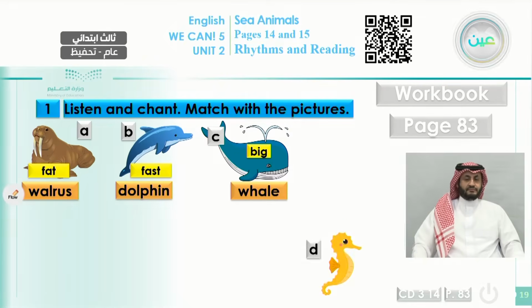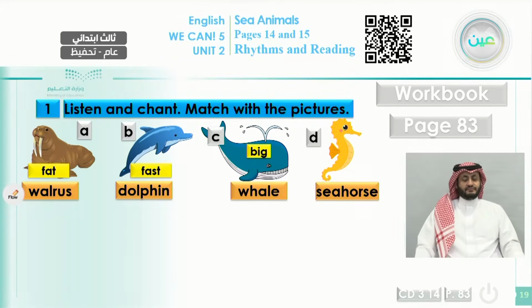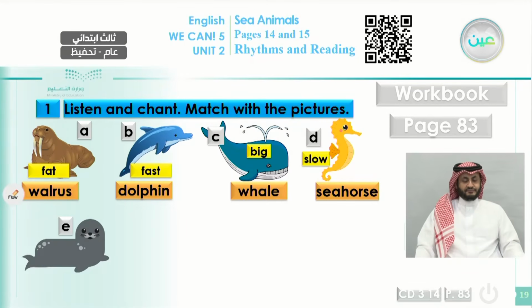It is big. This one, what do you call this animal? We call it seahorse, exactly. And what do you know about it? How can you describe this animal? We can say it is slow. And here, what is this animal? We call it baby seal, and it is cute.